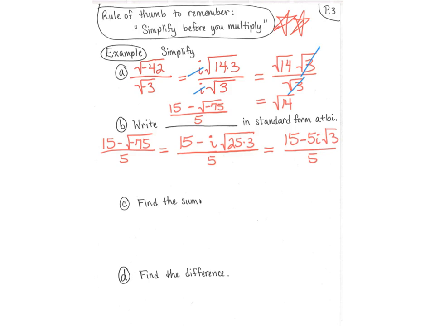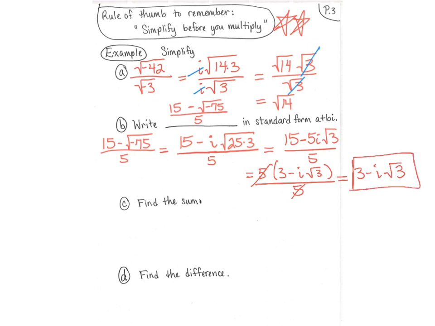Now, if we look at our numerator, you have 15 minus 5i square root of 3. These both have a 5 in common. We're going to factor that out because we see a 5 in our denominator. So that's equal to 5 times the quantity 3 minus i square root of 3. We factored 5 out. Now we can cancel those 5's. So that's equal to 3 minus i square root of 3. That's our final answer.